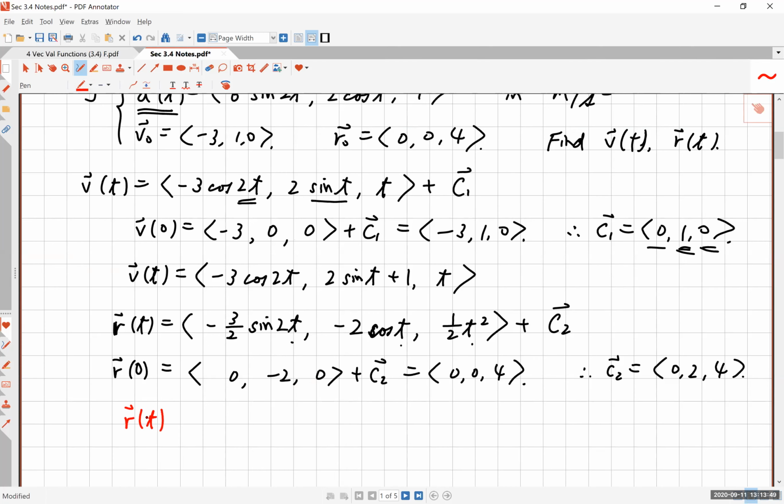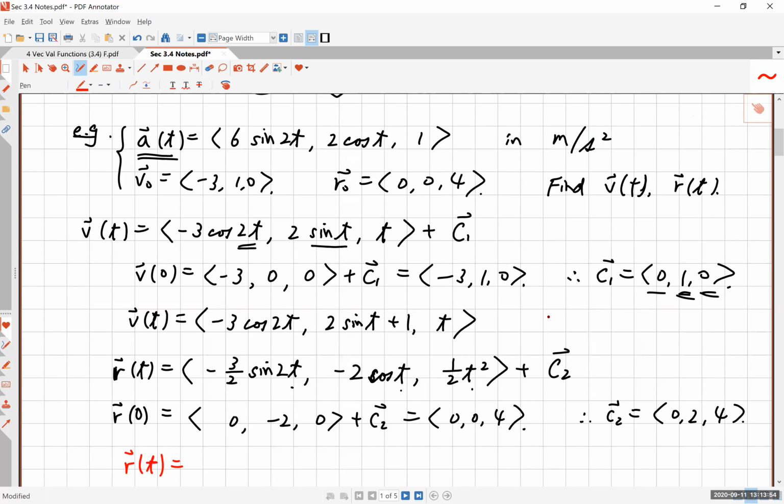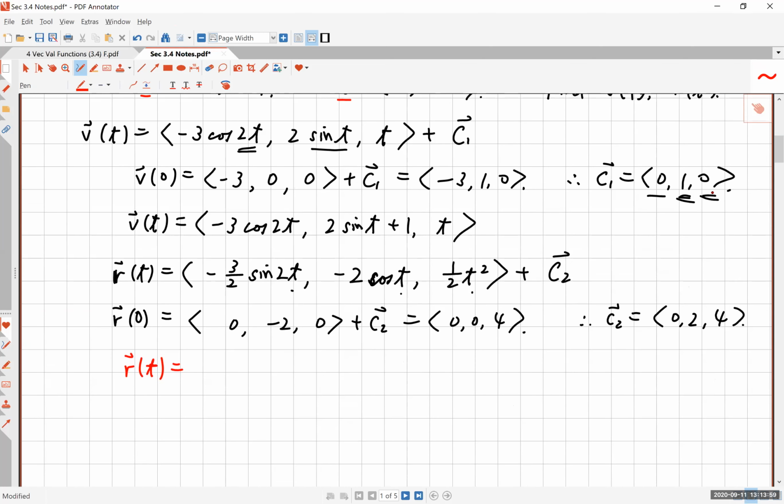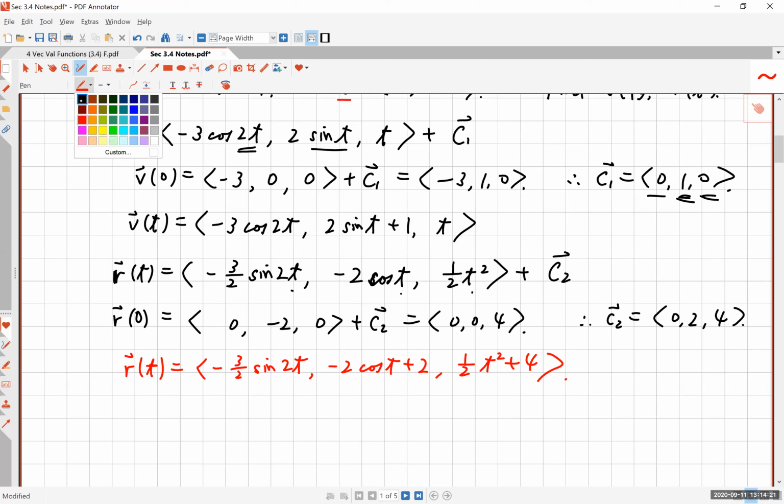And again, this is the unique solution for this particular problem where the acceleration, initial velocity, and initial position are given. r of t is equal to negative 3 over 2 sine 2t plus 0, negative 2 cosine of t plus 2, and then 1 half t squared plus 4. Okay, so are we okay with this? This is our final answer, and it is the only answer for the position function.